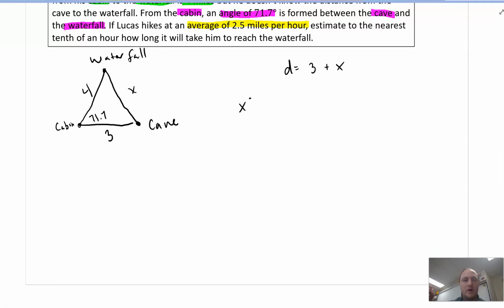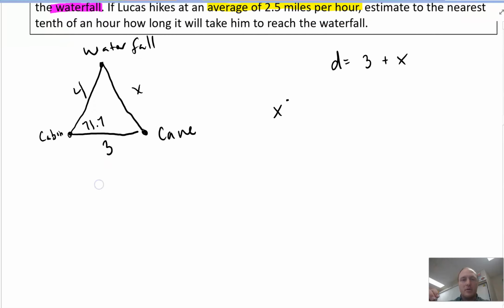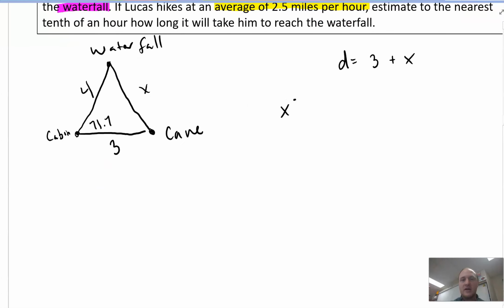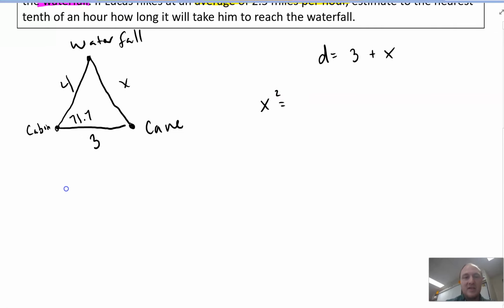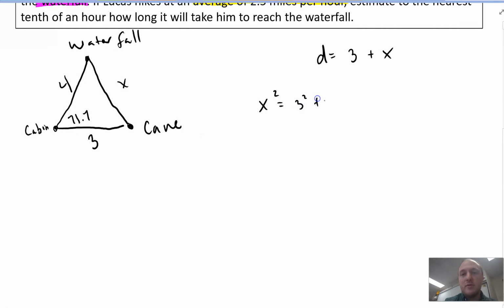Okay, so hopefully you thought about that. Looking at this, it's not a right triangle. I can't use SOHCAHTOA. Can't use Pythagorean theorem. I don't have a relationship between a side and an angle, so law of sines is out, so it is law of cosines, right? So I have x squared is equal to 3 squared plus 4 squared minus 2 times 3 times 4 times cosine of 71.7.